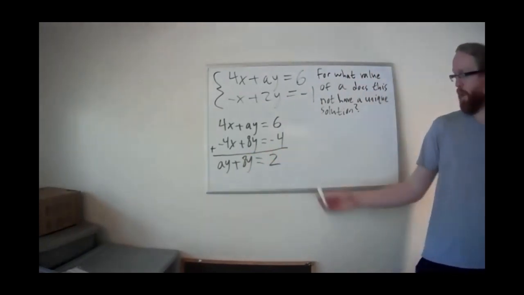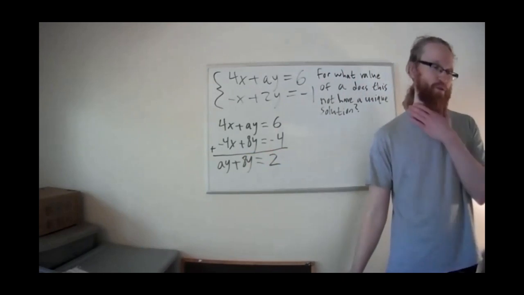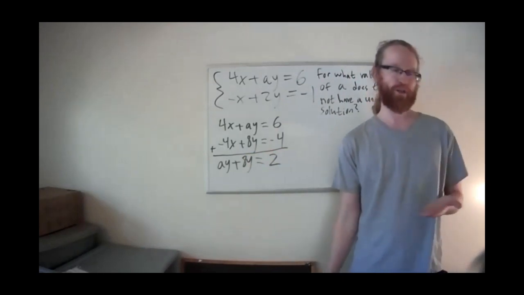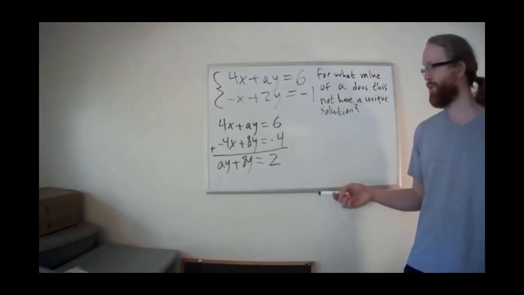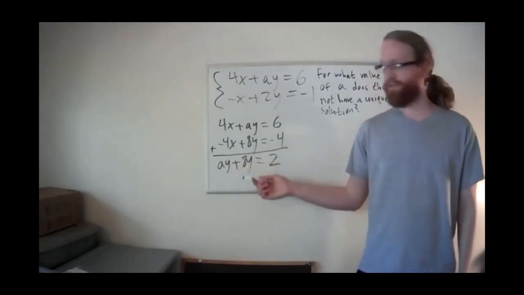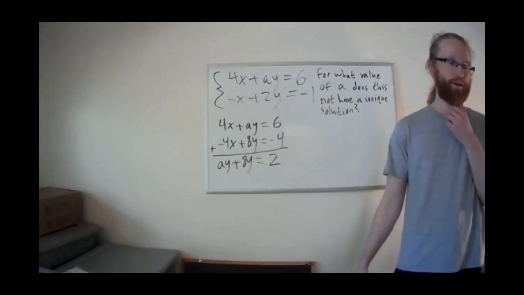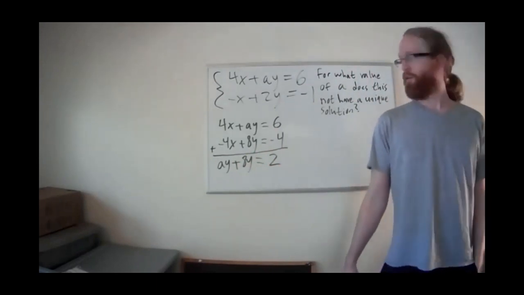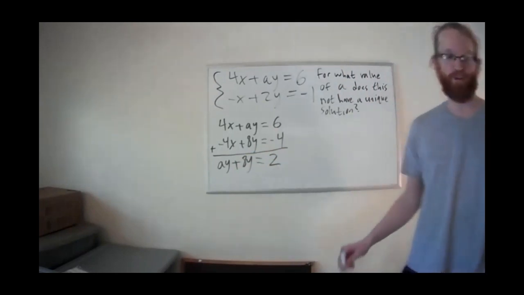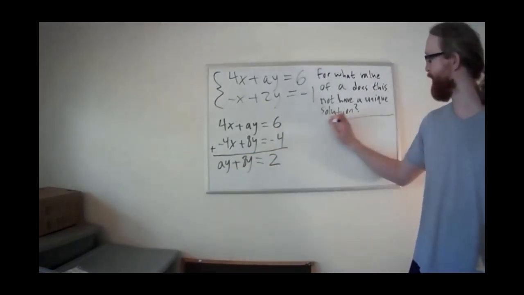So I'd like to simplify this. I want to solve it for y. If I'm trying to solve this system of equations, that's the next step, to get y by itself. But I have this a y plus 8y, and I want to write that differently. There may be two words I could say here that would describe my method.